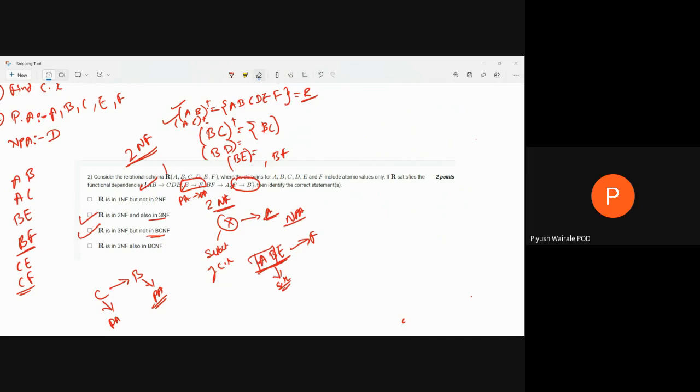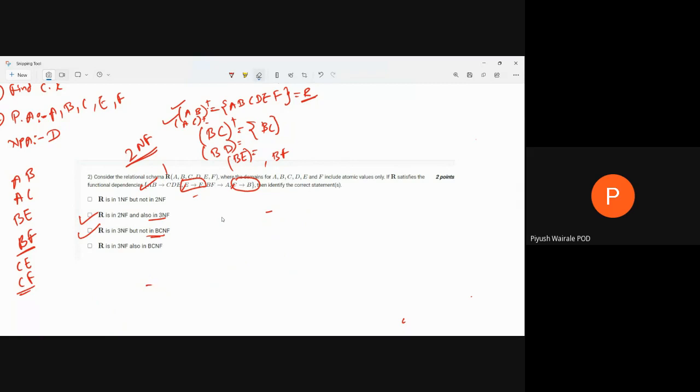Okay. So suppose I want to decompose this into BCNF because it is not in BCNF. Then how to do that? This is our correct option, right? R is not in BCNF. But how do I decompose this relation R such that it should be in BCNF?